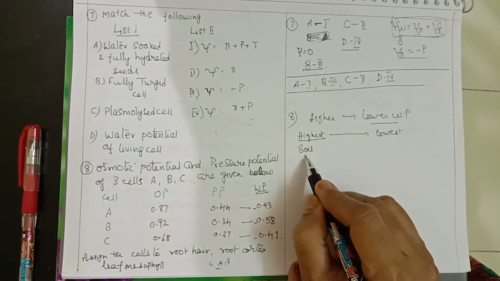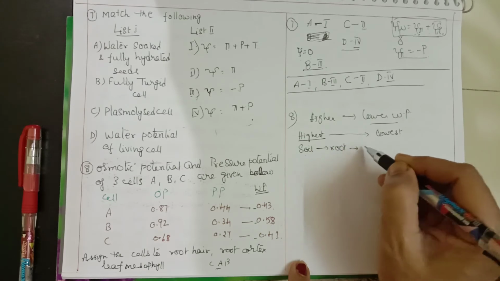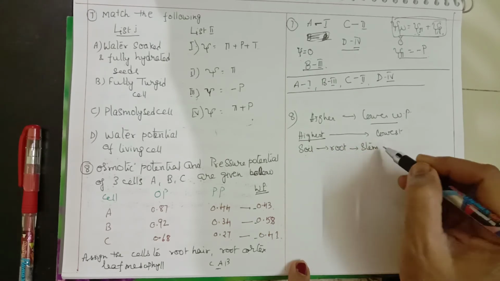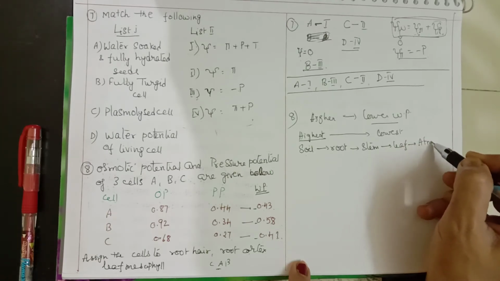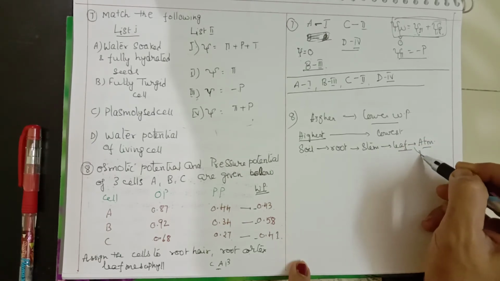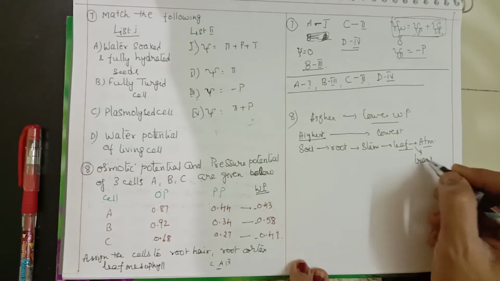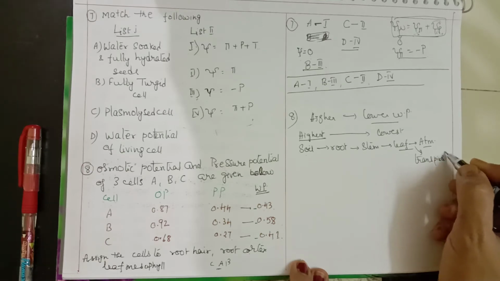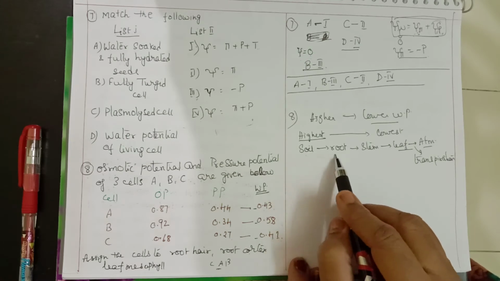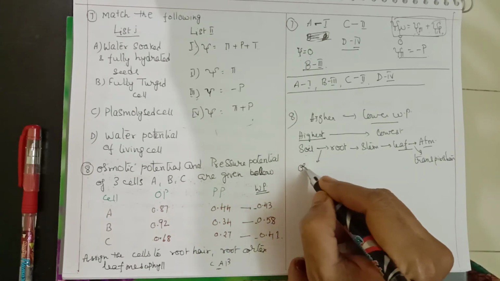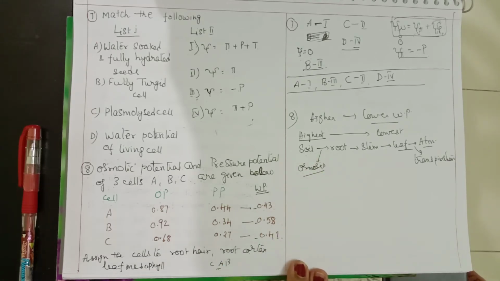We can first start with soil, then root, then stem, then leaf, and finally atmosphere. From leaf to atmosphere, the water will leave due to transpiration. So here transpiration plays a role. And from soil to root, first water is absorbed by osmosis.